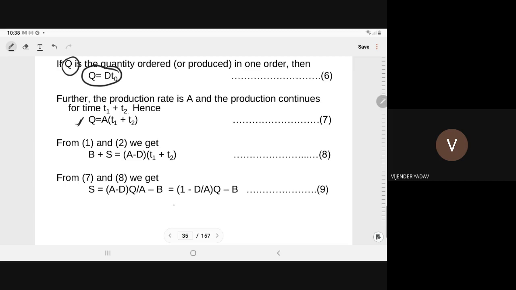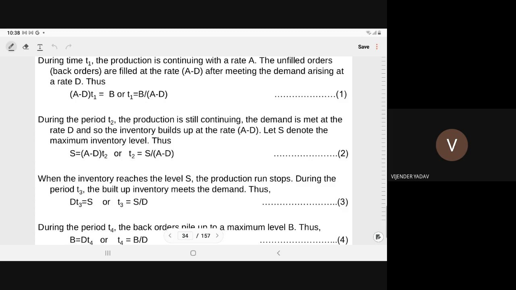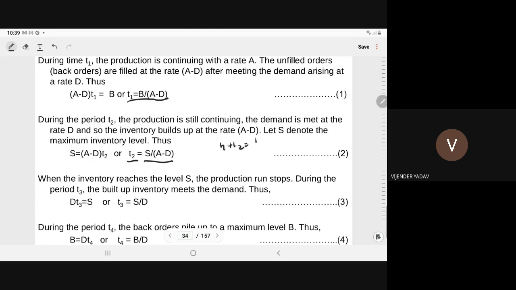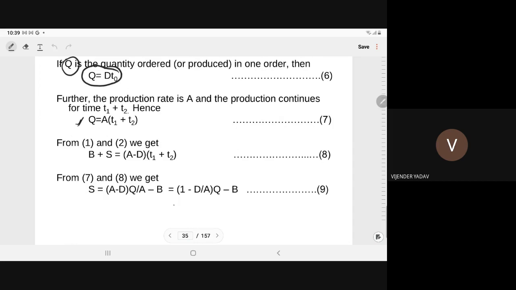Now from the first and second, if you see, T1 is B upon A minus D. T2 is S upon A minus D. So if you add first and second, T1 plus T2, it will give you B upon A minus D plus S upon A minus D. That is 1 upon A minus D into B plus S, and it is the T1 plus T2. So B plus S is equal to A minus D into T1 plus T2. So from the first and second, B plus S is equal to A minus D into T1 plus T2.